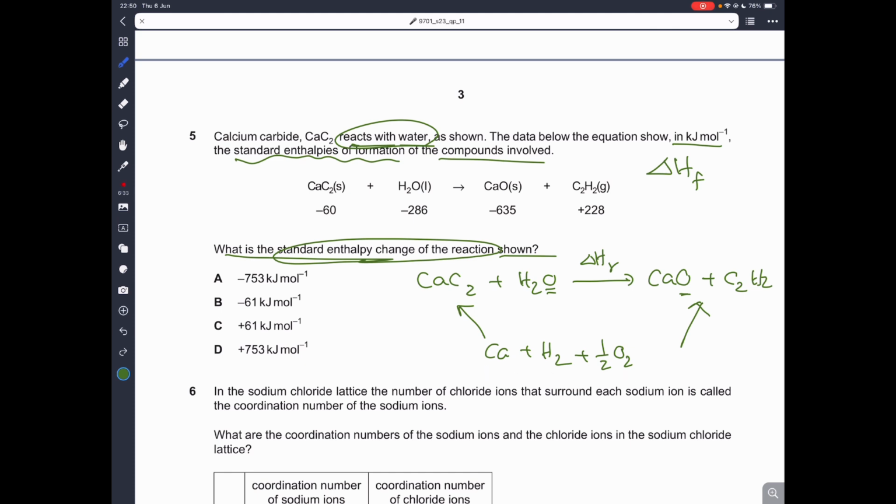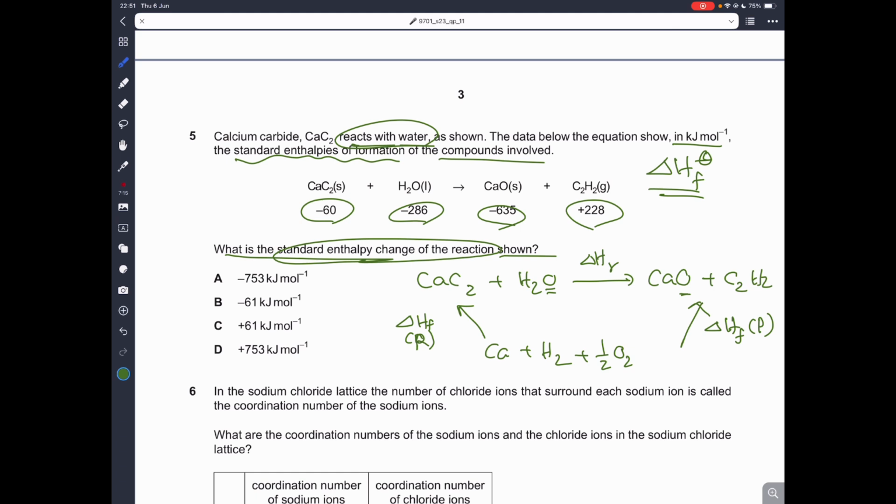Because delta HF, formation, right? The enthalpy of formation definition is the enthalpy change when one mole of compound is formed from its constituent elements. In this case, calcium, hydrogen, and oxygen are the constituent elements. Now this is going to be our delta H formation of the reactant, and this is going to be the delta H formation of the product. Okay. So we are given the enthalpy of formation of calcium carbide, water, calcium oxide, and C2H2.